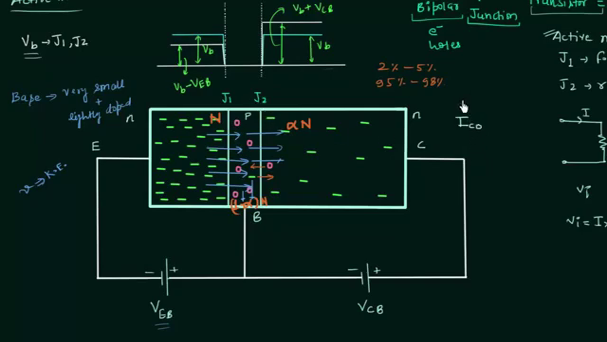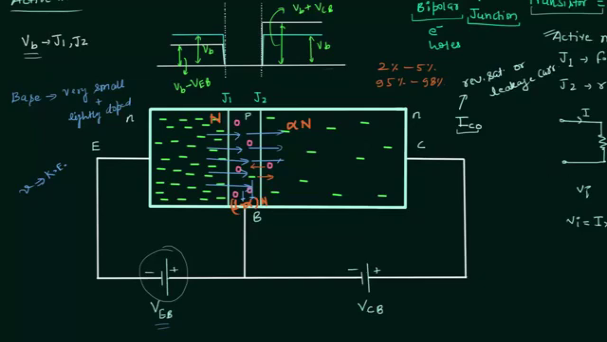I am calling the reverse saturation current or leakage current ICO because this current is associated with the collector. So there is subscript C. This O stands for open circuit. We measure this current when the emitter terminal is open circuited. So this is why I am calling this current ICO.